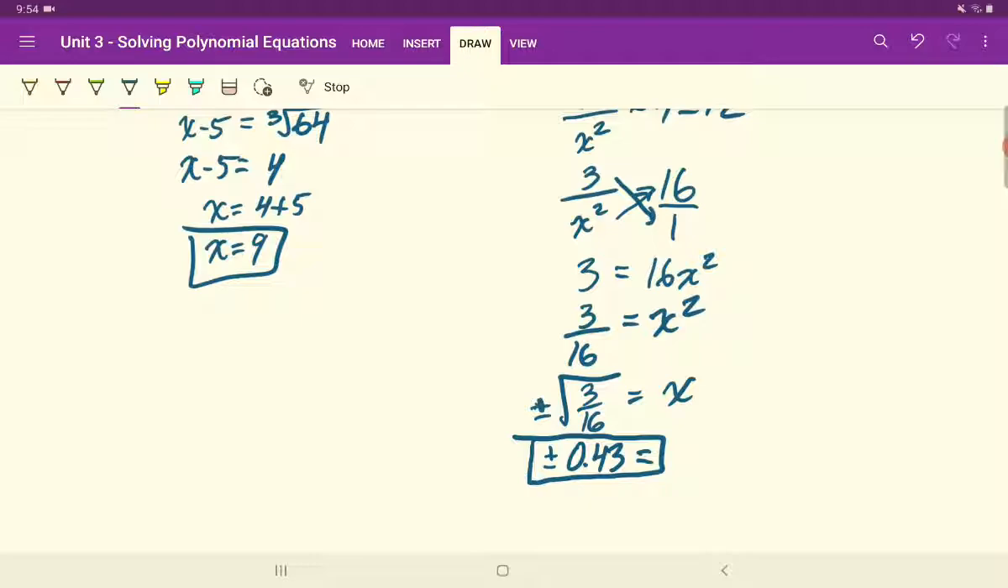This was a quick lesson today, just going over some new strategies just so that we can handle more different situations when it comes to solving equations.